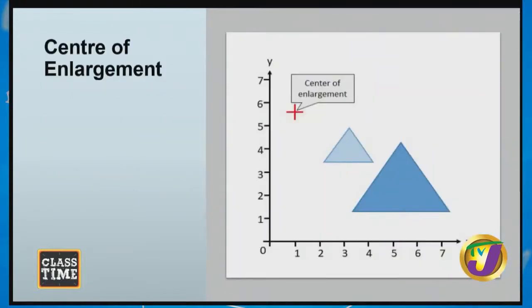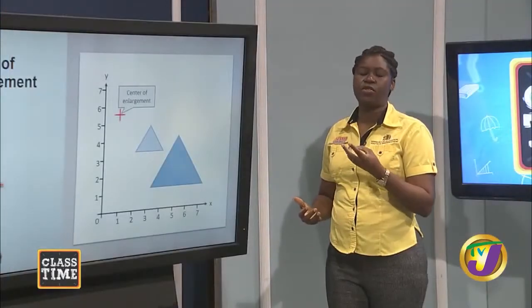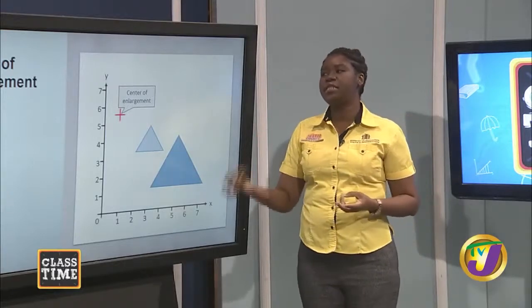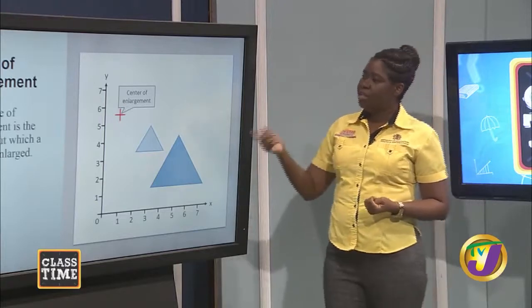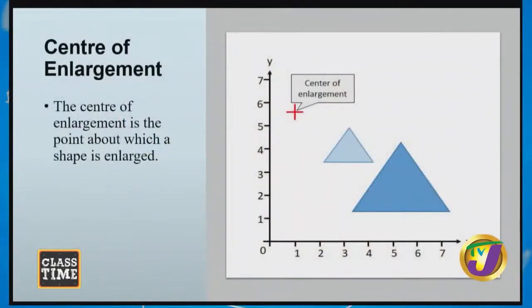Okay, so we're going to start out. We have mentioned that enlargement needs a center of enlargement, and we also need a scale factor. So let's discuss the center of enlargement. I notice here on this point, what would be our center of enlargement? Clearly it's not the origin anymore. What I'm seeing is that it's at 1, and that seems to be 5.5.